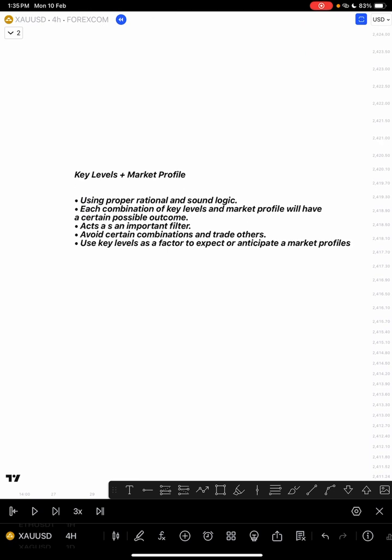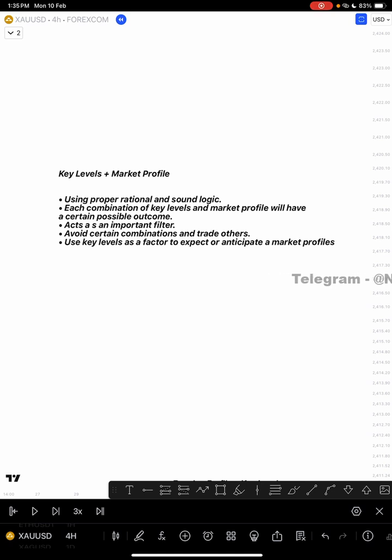Going lower. Key level plus market profile. Using proper rational and sound logic, each combination of key level and market profile has a certain possible outcome, and it acts as an important filter. Avoid certain combinations and trade orders. Use key levels as a factor to expect or anticipate market profile.